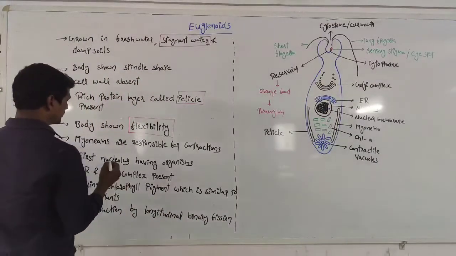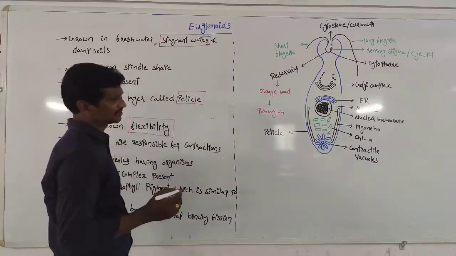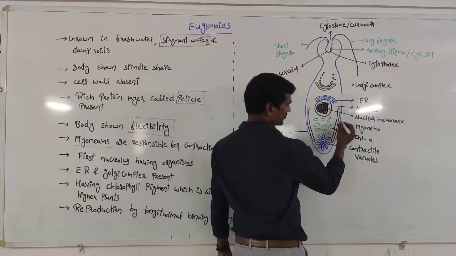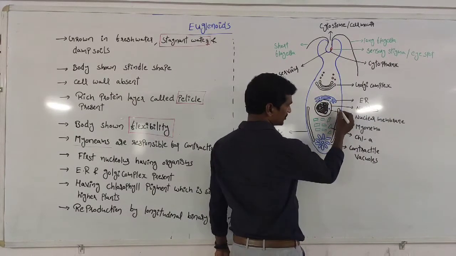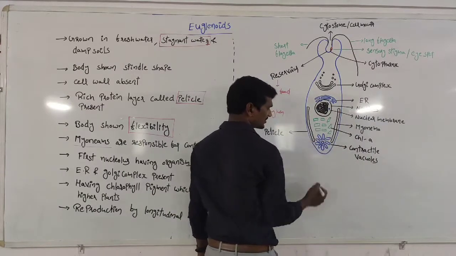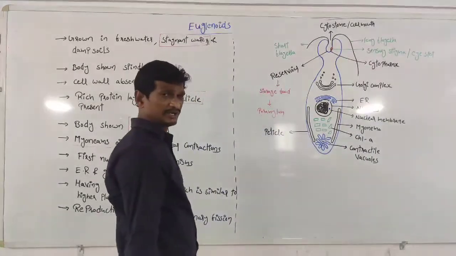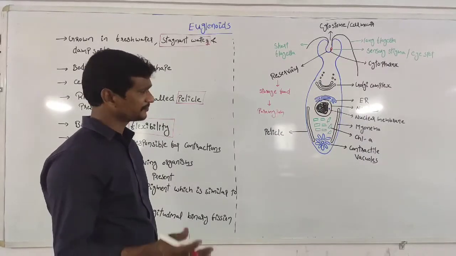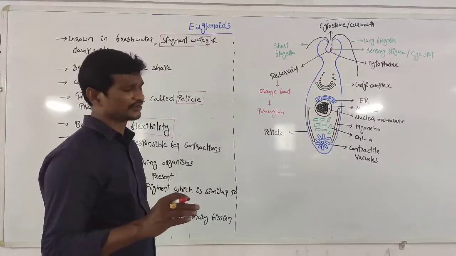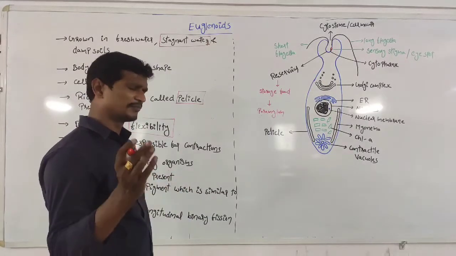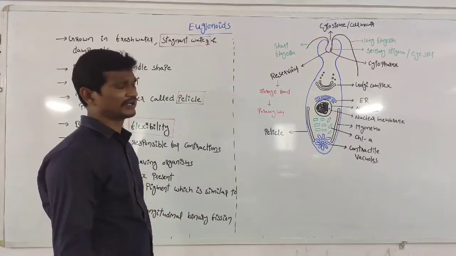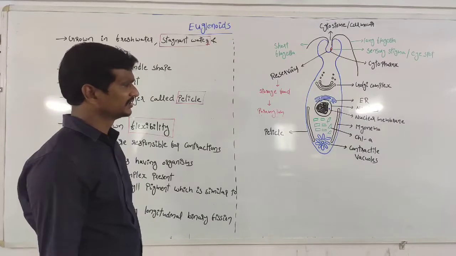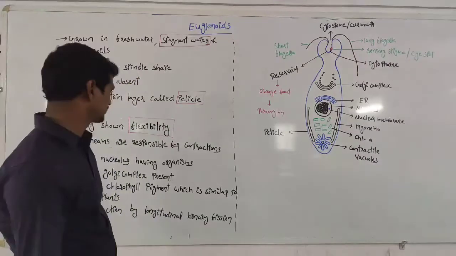Myonemes are present within this structure. This is one Euglena, and these black structures are called myonemes. These are a type of protein responsible for the flexibility, or bending, of the Euglenoid. So the bending movement or flexibility of Euglenoids is given by the myoneme proteins.